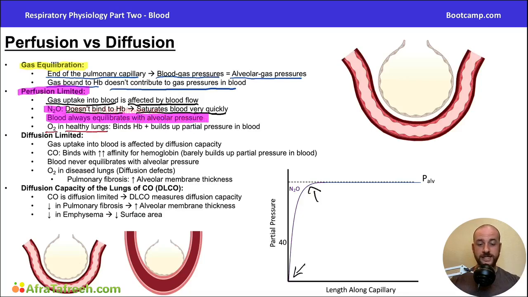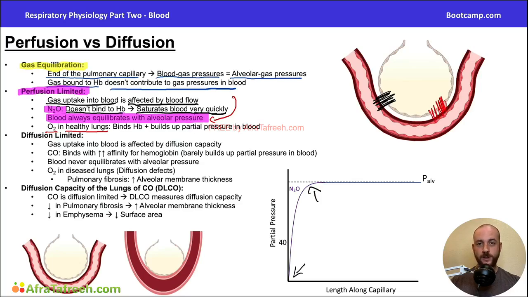And so oxygen is similar to nitrous oxide in that they both reach equilibration with alveolar pressures. However, oxygen differs from nitrous oxide because oxygen actually takes longer to reach that equilibration. So because nitrous oxide builds up that partial pressure so quickly, it's going to equilibrate very early on in the pulmonary capillaries. Whereas it actually takes longer for oxygen to build up partial pressure in the blood, and so it's not going to reach equilibration until later on in the pulmonary capillaries.